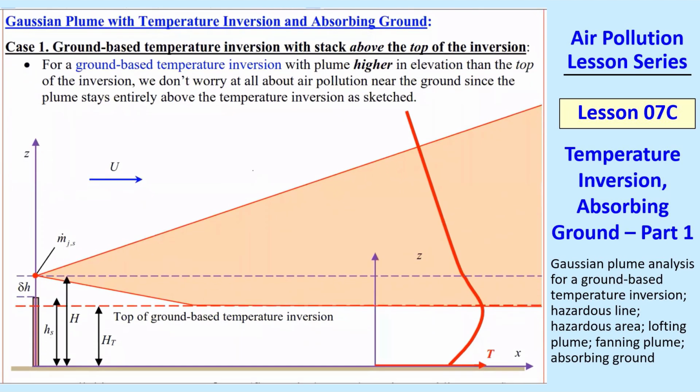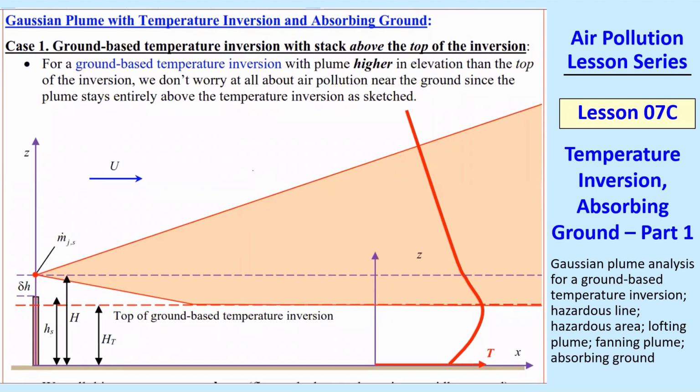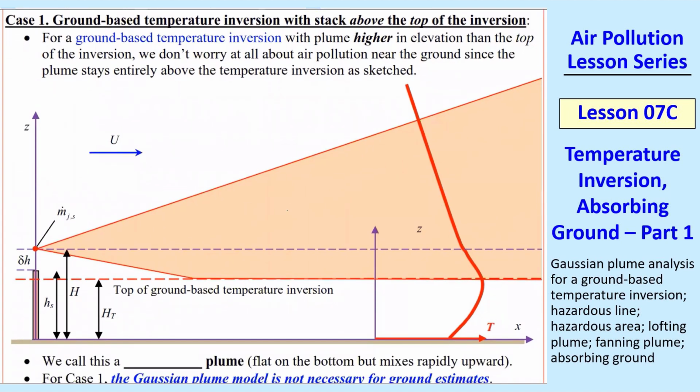The first case is a ground-based temperature inversion with the stack above the top of the inversion. So here's a diagram. We have a temperature inversion that's ground-based. And then it becomes unstable out this way above the top of the ground-based temperature inversion. We're going to call that height HT. And the height where the source is, including both the stack height and the buoyancy, like we always do, is H. So we see that in this case, H is greater than HT. The plume is higher in elevation than the top of the inversion.